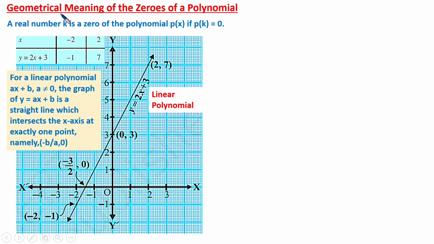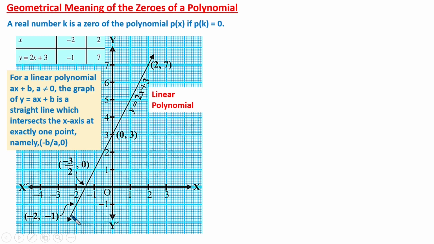Okay, now let us understand the geometrical meaning of zeros of a polynomial. It says a real number k is a zero of a polynomial p(x) if p(k) is equal to 0. So here if we take p(x) as a linear polynomial, y is equal to 2x plus 3. Okay, this is your p(x). So at what value of x will y be 0? Here y will be 0 for x is equal to minus 3 by 2.